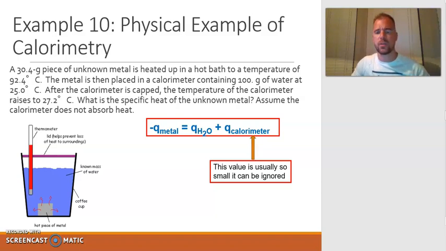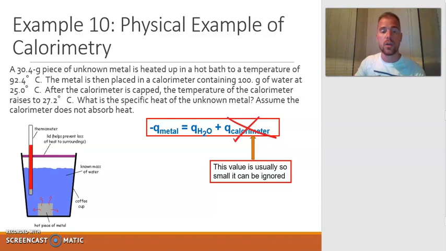Now the amount of heat that the calorimeter absorbs is so small that usually it can be ignored. Unless the problem tells you otherwise, we can basically remove that. So a simplified version is that the amount of heat that the metal is releasing is equal to the amount of heat that the water is gaining. And this supports or backs up the first law of thermodynamics, or the law of conservation of energy. You can't create or destroy energy, it just gets transferred. So if the metal is losing energy, what's absorbing it? The water.